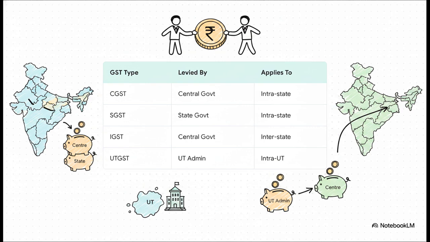Basically, both the center and the states need their slice of the pie, so they levy taxes at the exact same time. If a transaction stays within state lines, like a Mumbai seller dealing with a Mumbai buyer, it's an intrastate supply. Both the center and the state get a cut through CGST and SGST. But if the goods cross state borders, say Delhi to Mumbai, that triggers IGST, or Integrated GST, which the center collects. And lastly, UTGST is basically just SGST, but for union territories that don't have their own legislature, like Chandigarh.